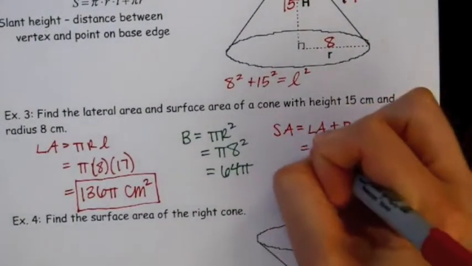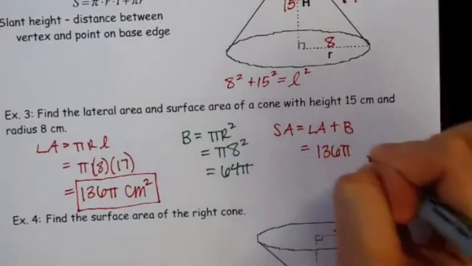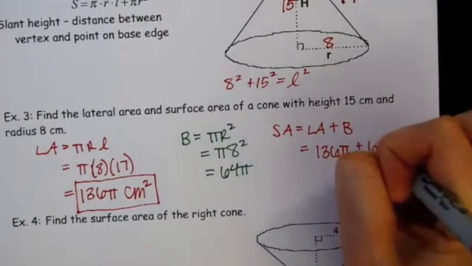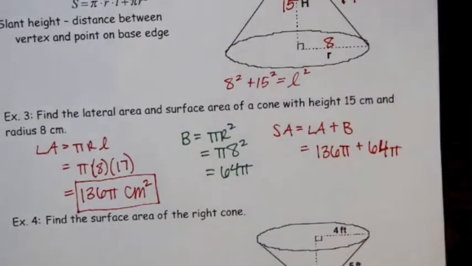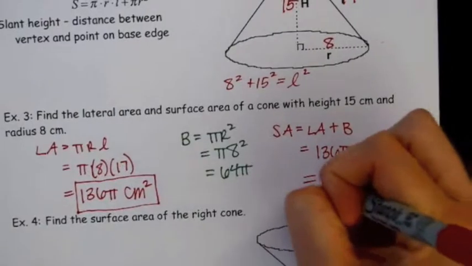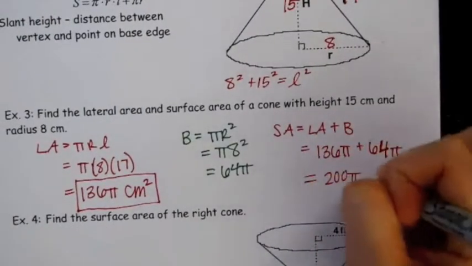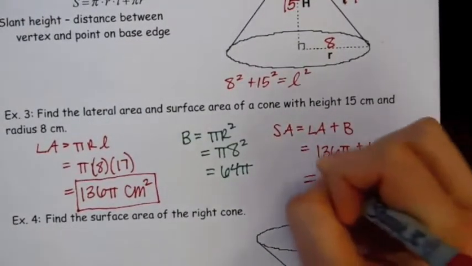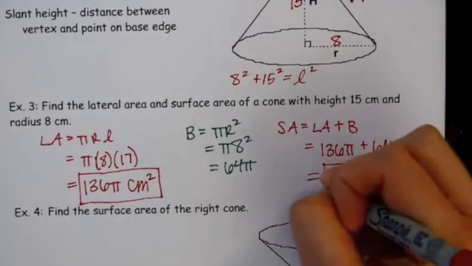So my lateral area is 136 pi. My area of the base is 64 pi. So 136 plus 64 will give me 200 pi. And we are going to leave it in exact form. So it's 200 pi centimeters squared.